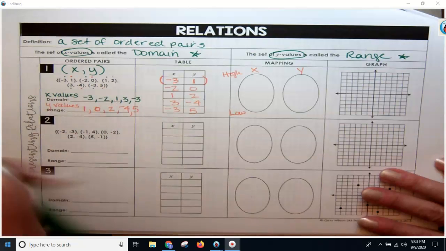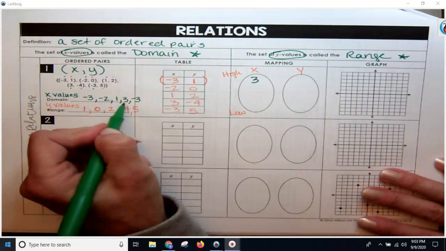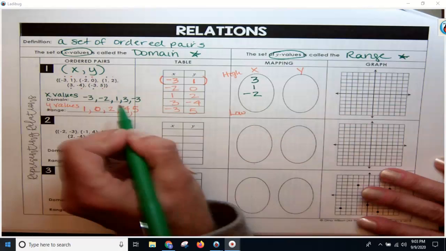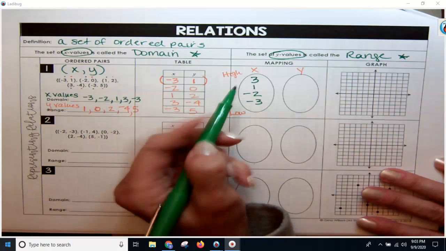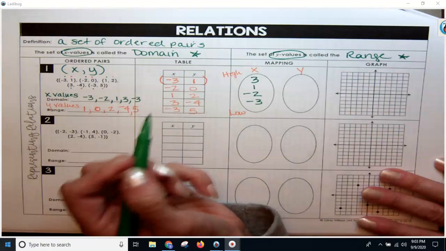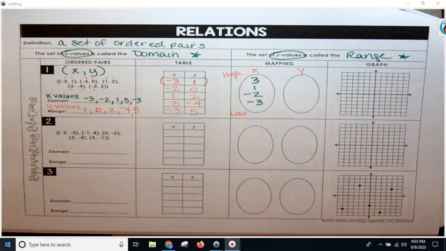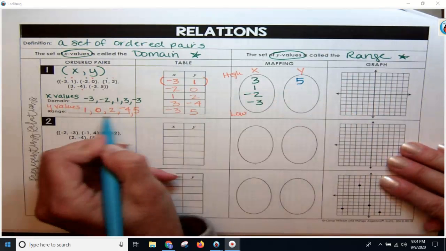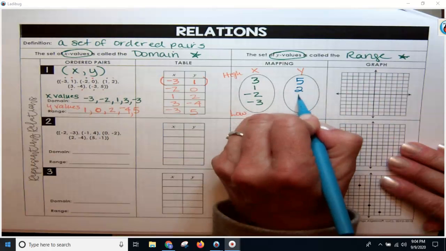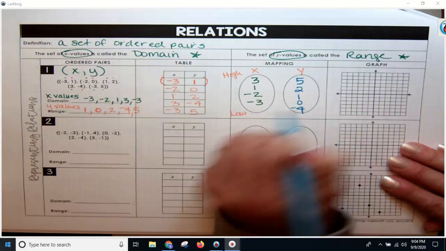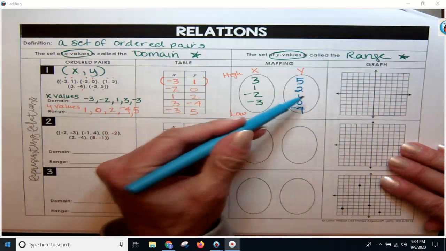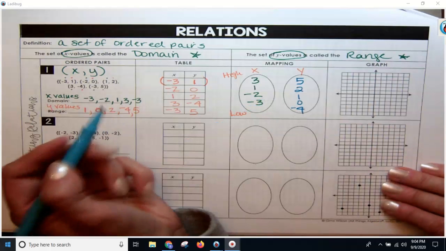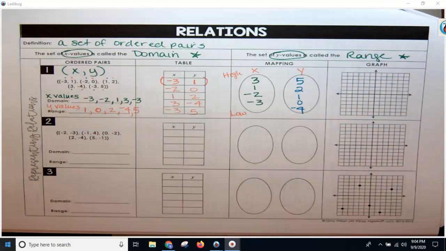My highest number here is 3, then 1, then -2, and then -3. And I'm just writing them in. And then my y values, I'm going to do the same thing, high to low. My highest is 5. Then I go to 2, then 1, then 0, and -4. And you notice that since I have my -3 repeating, I have more y values than x values, and that's okay.